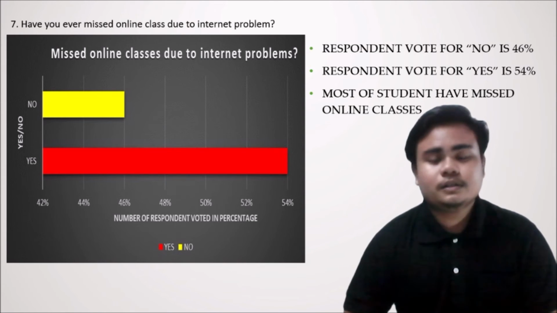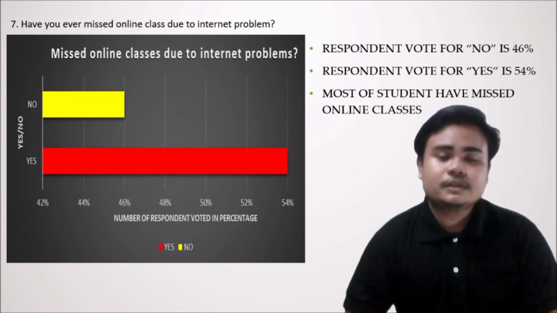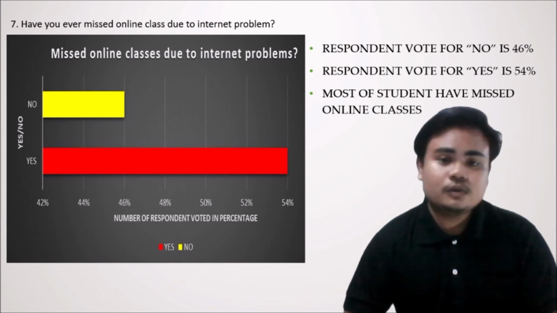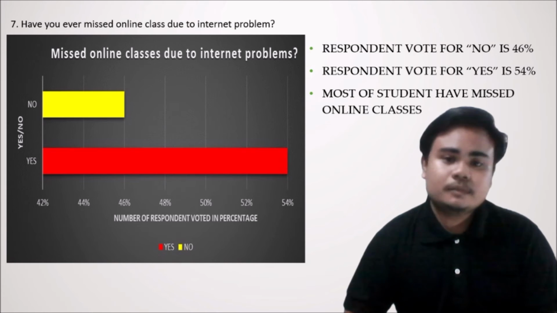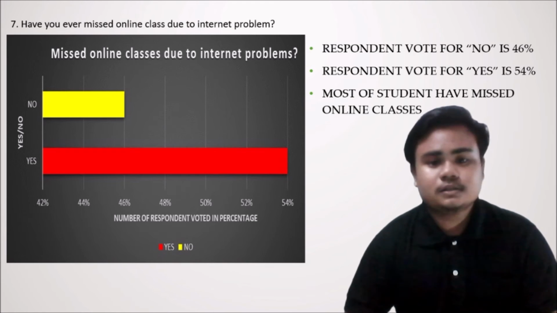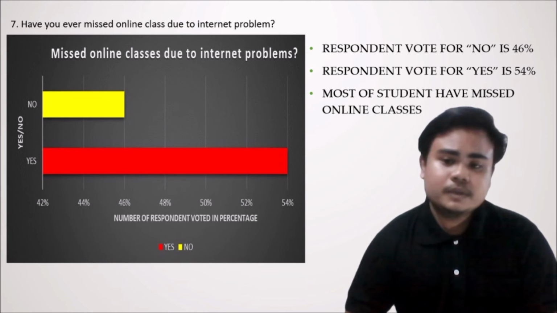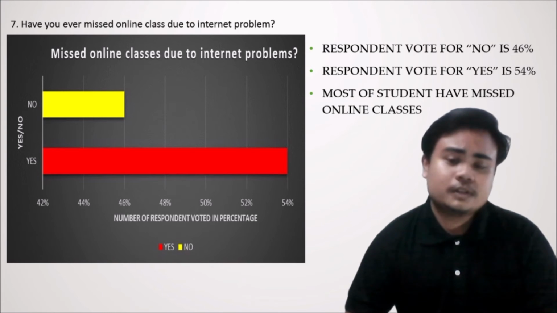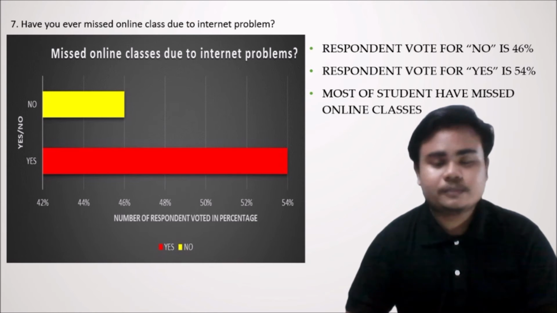Now I want to explain my graph. The bar graph illustrates the respondents' answers on whether they ever missed an online class due to internet problems. The graph shows the yes or no frequency for this topic. It can be clearly seen that more than half of the respondents answered yes. Then there is being left behind in online classes due to internet problems. For the conclusion, online class also has advantages and disadvantages.